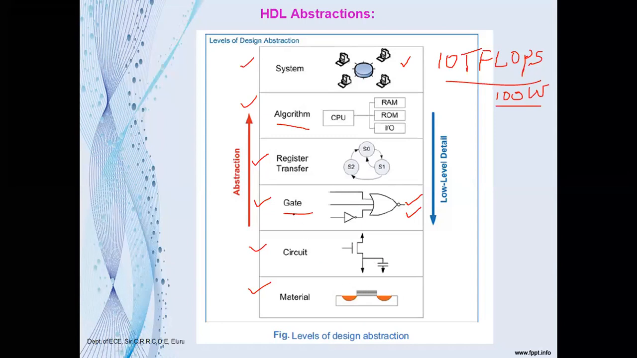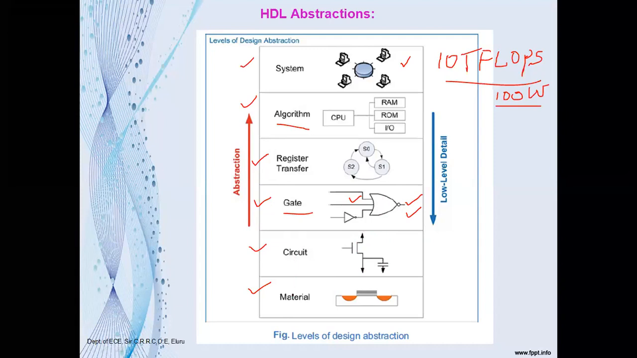And now one level down to the circuit level. At this circuit level, it describes the operation of the basic gates. Here you have the gates and how exactly the gates act. That is given by the circuit level: what is the internal circuit of each gate? That is the circuit level.